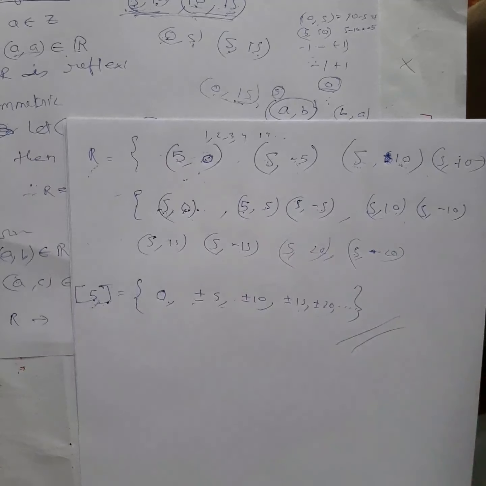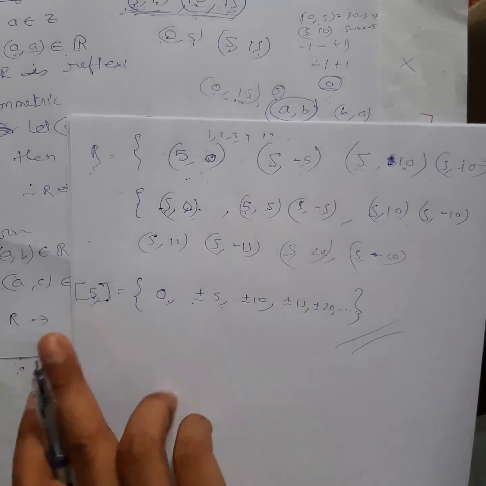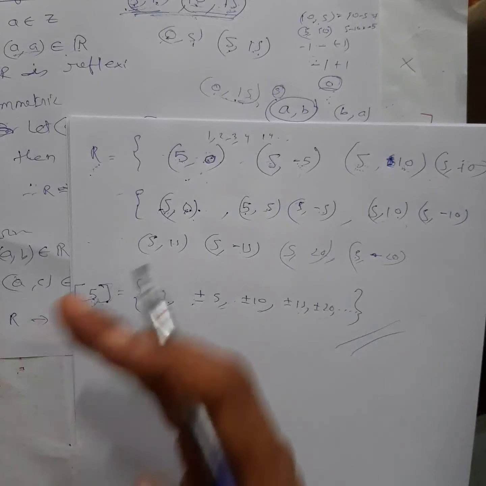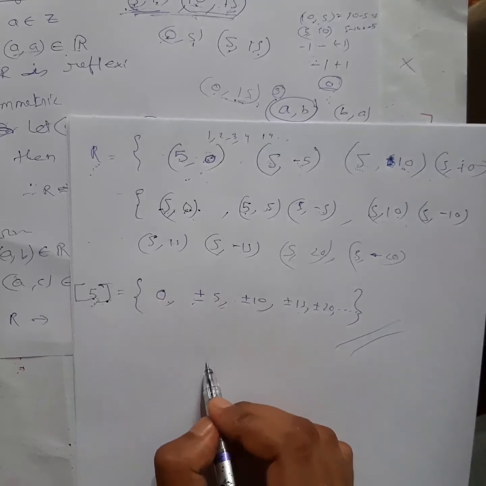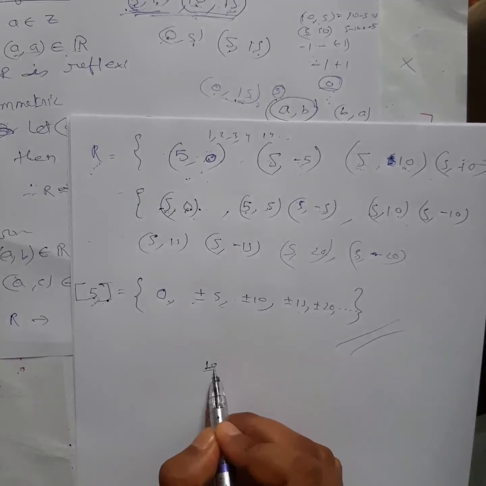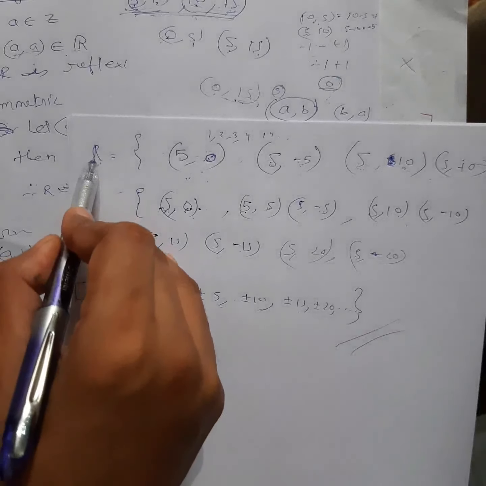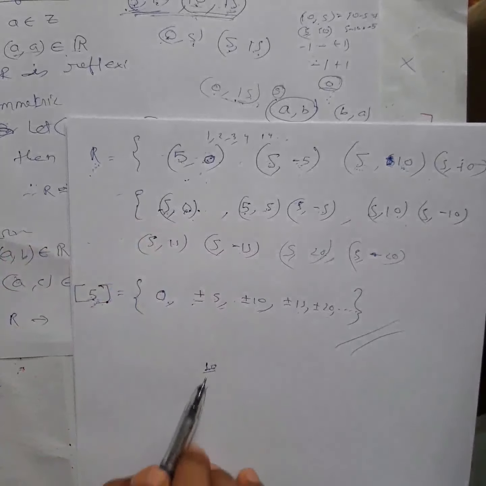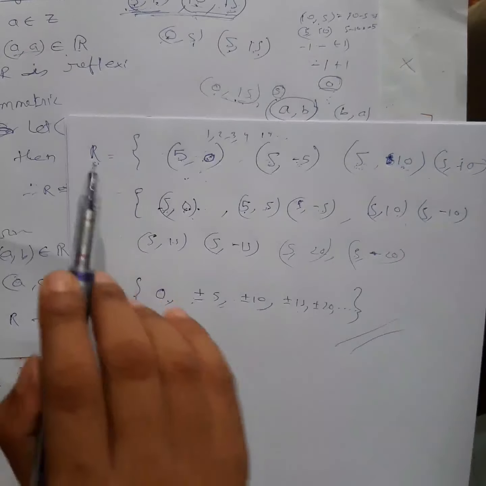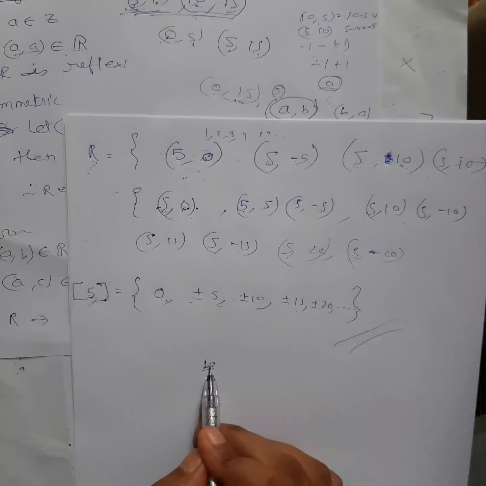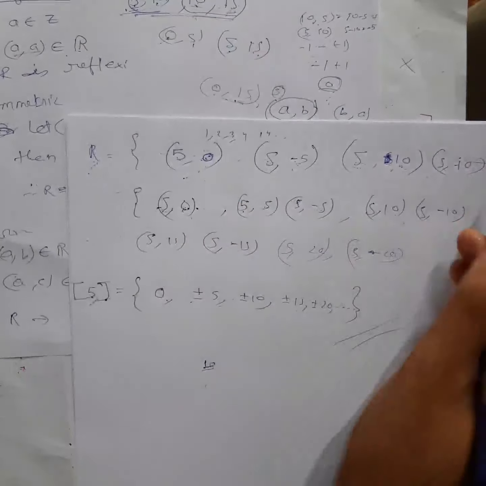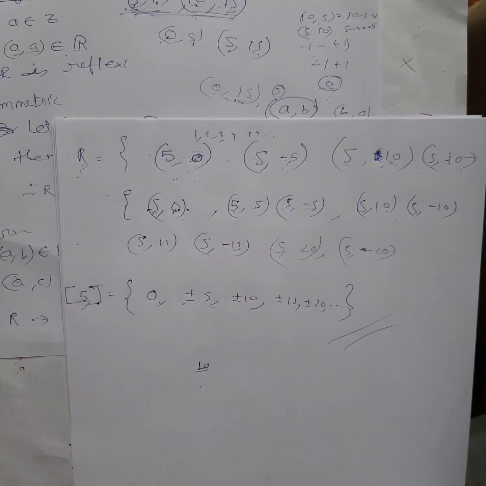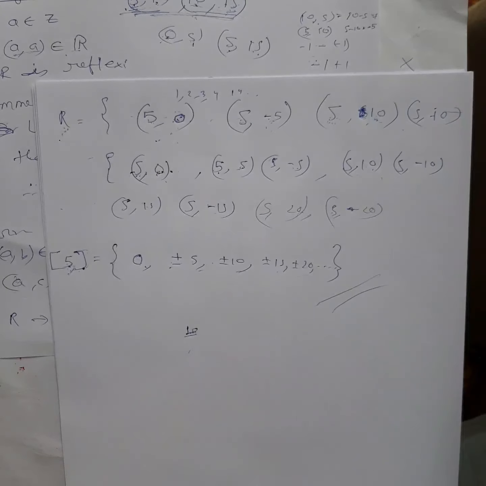I hope now it's clear. First thing, try to understand the definition of equivalence class. If they ask for the equivalence class of any element, suppose 10, then find it from your equivalence relation set. First, this must be an equivalence relation set, then only can you find the equivalence class. From this set, find which elements 10 is related to. Make a set of those elements. That set will be your equivalence class. I hope it's clear now.